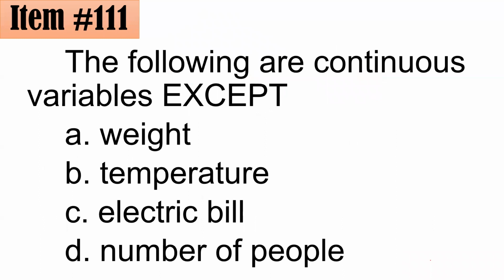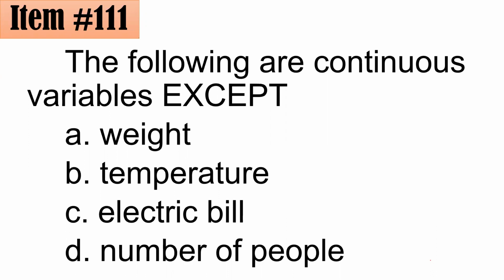111. The following are continuous variables except. Is it weight, temperature, electric bill, or the number of people? Continuous. We have two types of quantitative variables. We have what we call discrete and what we call continuous. Okay, so merong D, meron ding C. Pero sino nga ba yung tama?